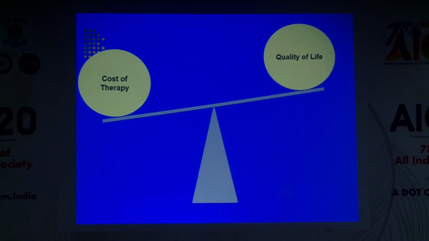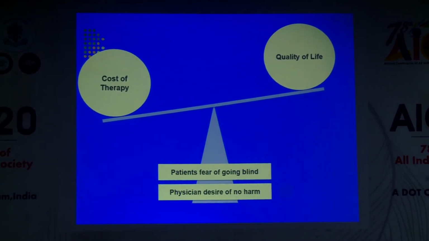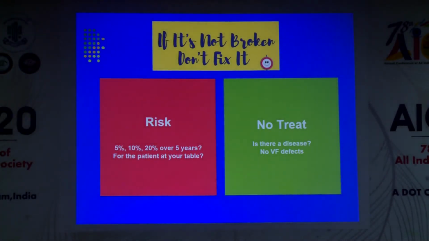We also have to weigh the cost of therapy to the quality of life. That's what we are talking about for the patient. But there are two other factors, the patient's own fear of going blind and the physician's desire. We also don't want to harm the patient. So all these factors have to be combined to come to a conclusion whether we want to treat the patient or not. The risk can be defined. It could be 5%, 10%, 20% over a period of a few years, 4 years or 5 years. But for the patient sitting in front of you, you don't know that risk. If there is no disease at all, there are no visual field defects at all, why do you want to treat? So you need to take a balance between treating and not treating.